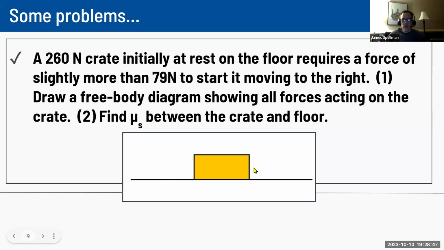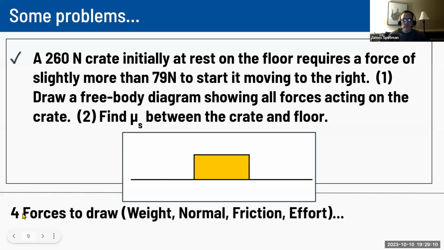So some example problems. If we had an object like this and we're asked some questions about it, if we had a 260 Newton crate, it's at rest on the floor. It needs 79 newtons to start it moving to the right. And you were asked to draw a free body diagram showing all the forces on the crate. And then could you find the coefficient of friction between the crate and the floor?